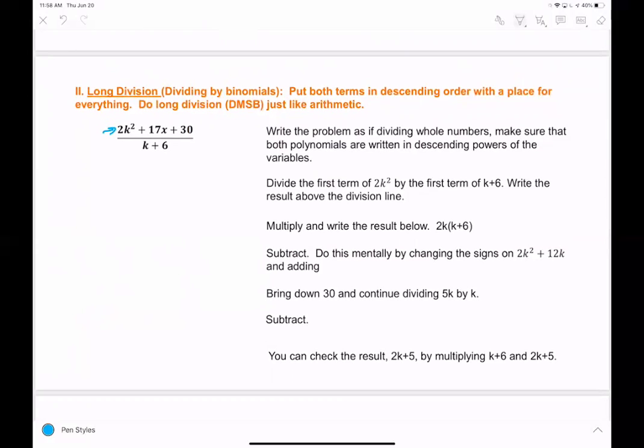And I have a place for everything: I have a square term, the term to the first power, and my constant. So the first thing we're going to do is write the problem as if dividing whole numbers. So we're going to write it as k plus 6, and we're going to divide it by, we're going to put the trinomial underneath.